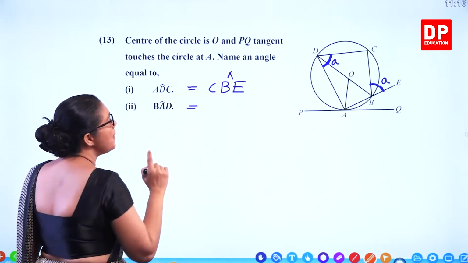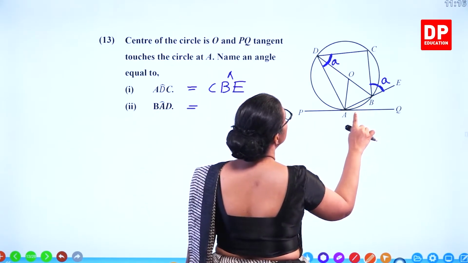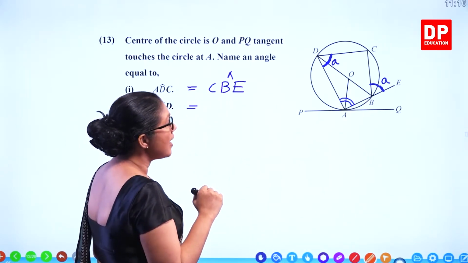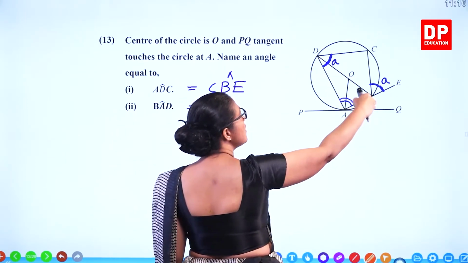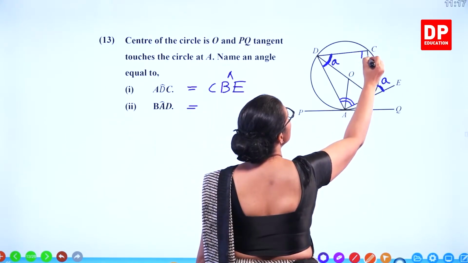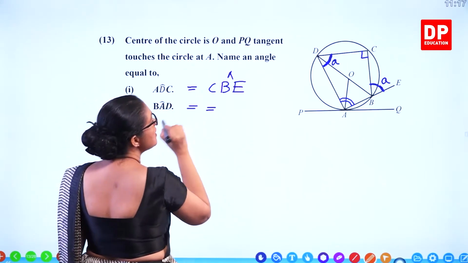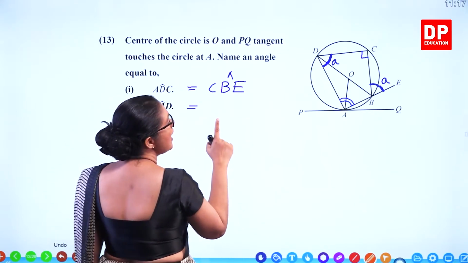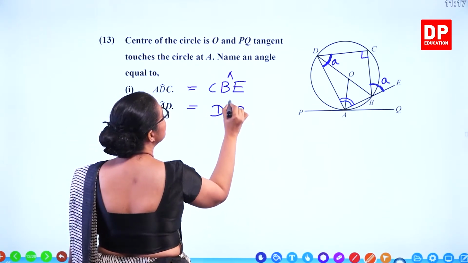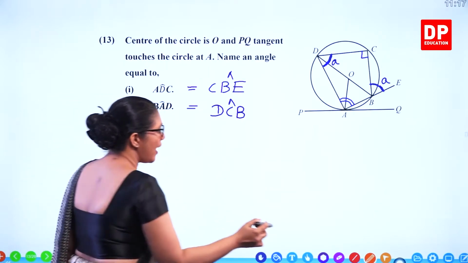Second one, BAD. BAD angle. This angle. What's that? That's 90 degrees because O is the center, so this is the diameter. So this is 90 degrees and that's equal to 90 as well. So semicircle angles are equal. So you can straight away write down BAD angle is DCB. What's the reason? Semicircle angles are 90 degrees. So you get 1 mark each.